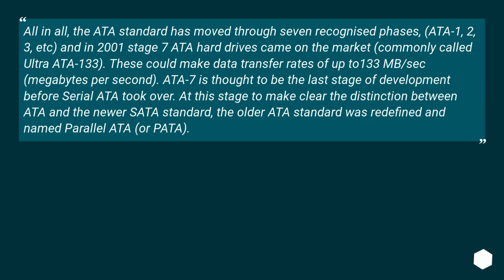All in all, the ATA standard has moved through 7 recognized phases: ATA 1, 2, 3, etc., and in 2001 Stage 7 ATA hard drives came on the market, commonly called Ultra ATA 133. These could make data transfer rates of up to 133 MB per second, megabytes per second. ATA 7 is thought to be the last stage of development before serial ATA took over. At this stage, to make clear the distinction between ATA and the newer SATA standard, the older ATA standard was redefined and named Parallel ATA, or PATA.